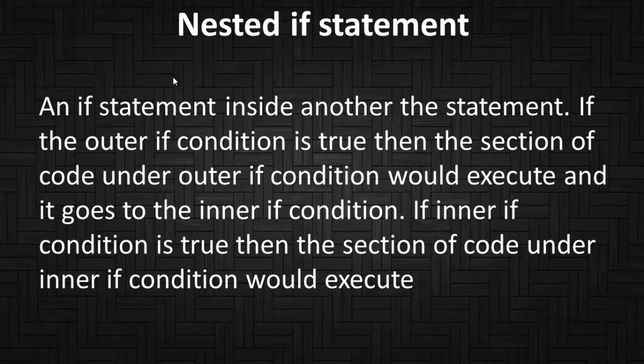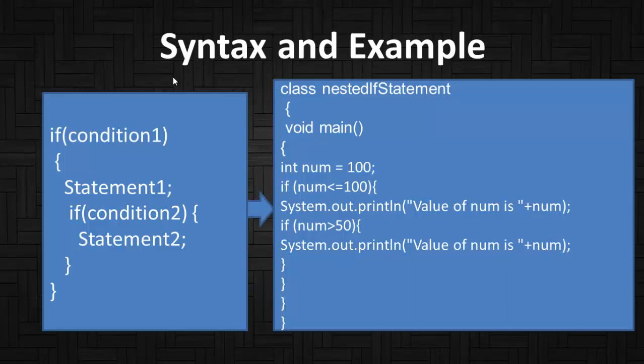An if statement inside another if statement. If the condition is true, then the section of the code under the outer if condition would execute, and it goes to the inner if condition. If the inner if condition is true, then the section of the code under the inner if condition will be executed. The example and the syntax will be: if condition 1, it goes into the outer if, statement 1, then if that is false, it goes to condition 2, and then executes statement 2. So if number is less than or equal to 100, it prints the value of the number. If it is greater than 50, it prints the value according to the number 50.